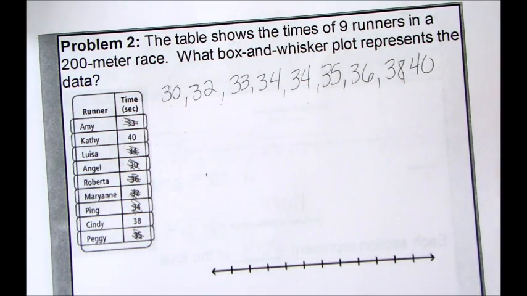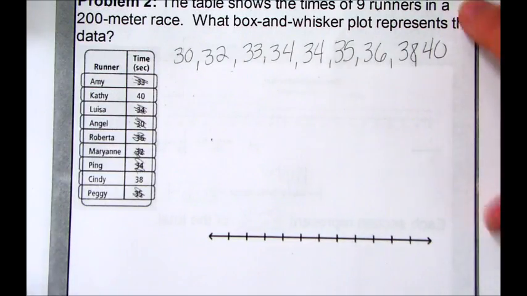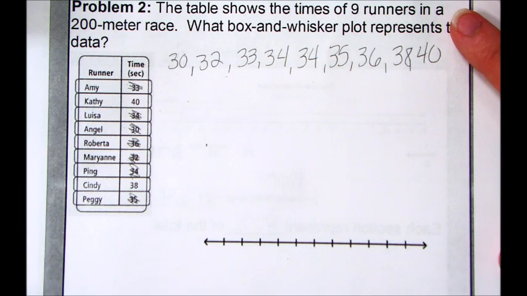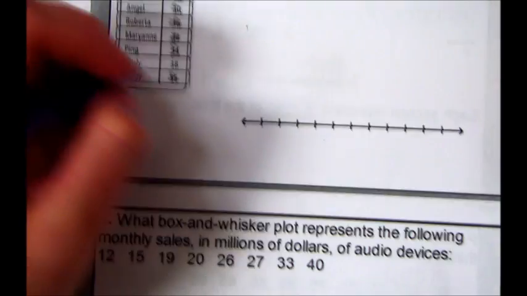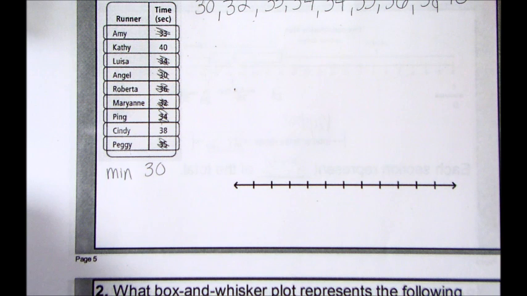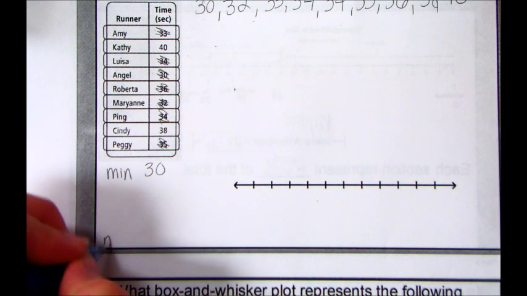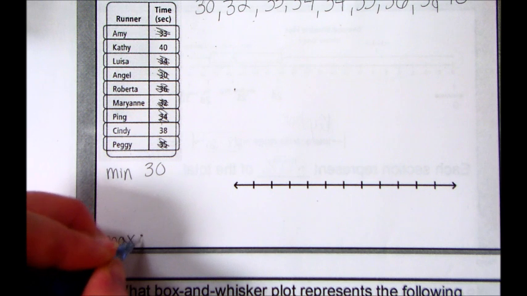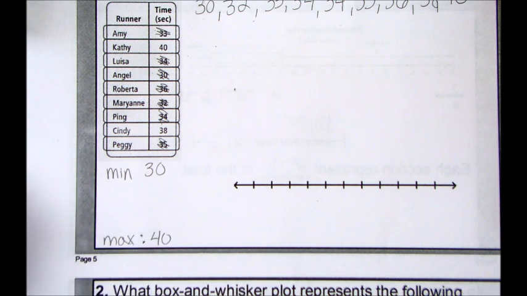Okay, now that we have them in order, for a box and whiskers, we need to find the low, or the minimum. So I can see very clearly the lowest number is 30. Now I'm going to find the highest, the maximum. The maximum is pretty easy to find, it's 40.